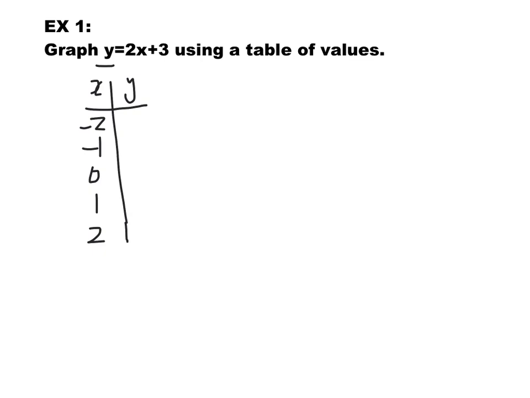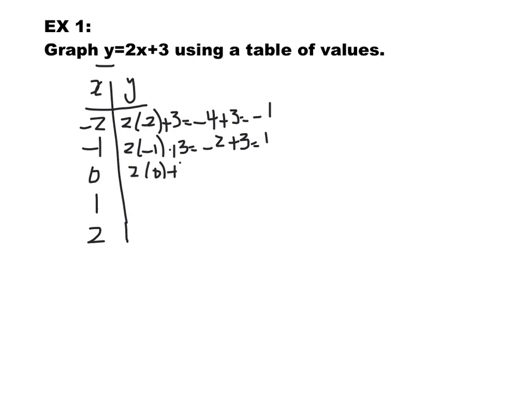For the first one, when x is -2, y is equal to 2 times -2 plus 3. 2 times -2 is -4, plus 3 gives me -1. The next one, -1, I substitute back in the equation. I get 2 times -1 plus 3. 2 times -1 is -2, plus 3 gives me 1. Next one is 0, so I get 2 times 0 plus 3, which is 0 plus 3, which is 3.